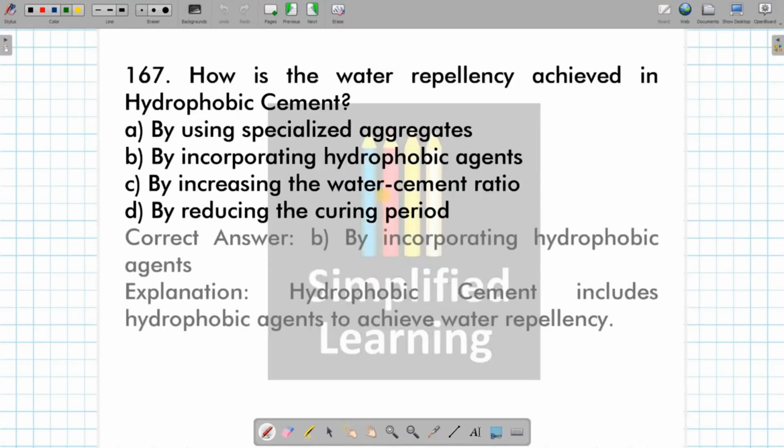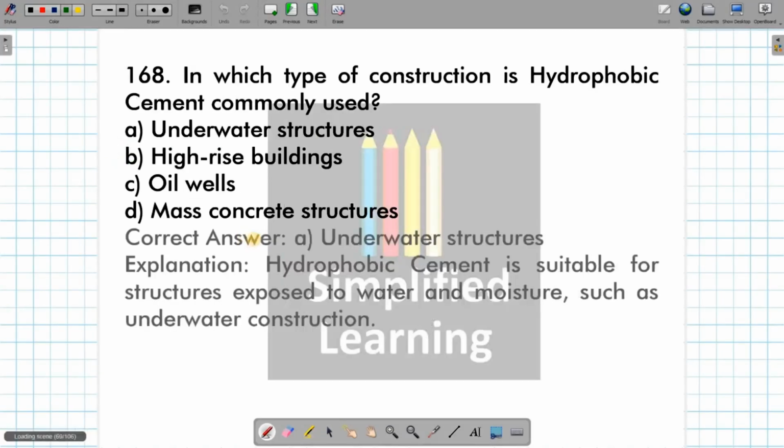And how is the water repellency achieved in hydrophobic cement? Means how that hydrophobic cement is being hydrophobic. By incorporating the hydrophobic agent in the mix, we are going to achieve the water repellency.